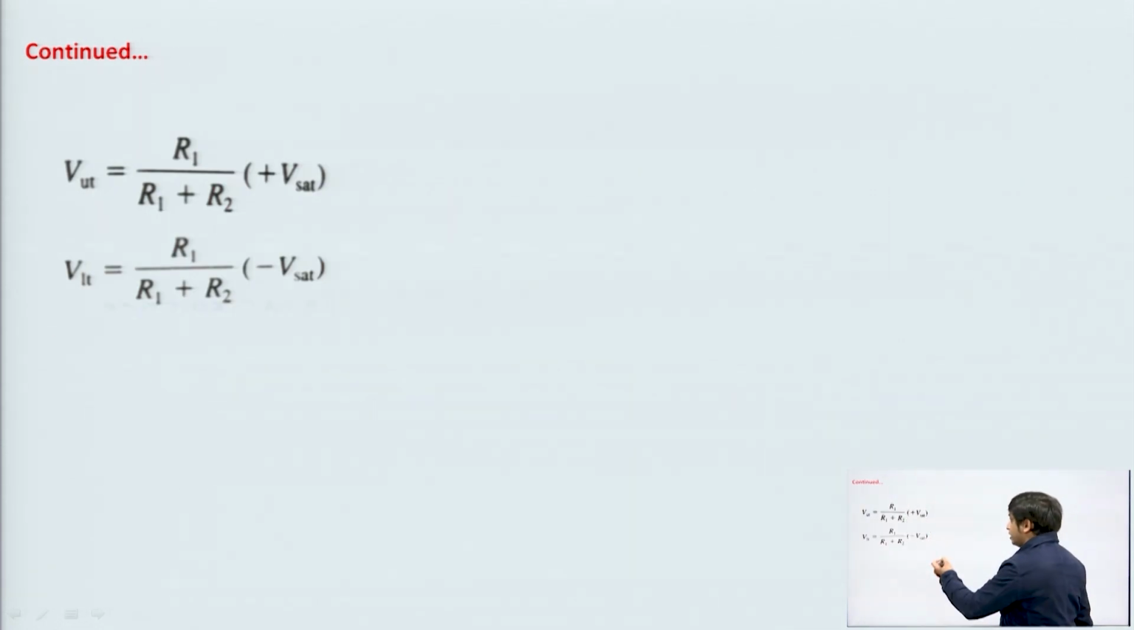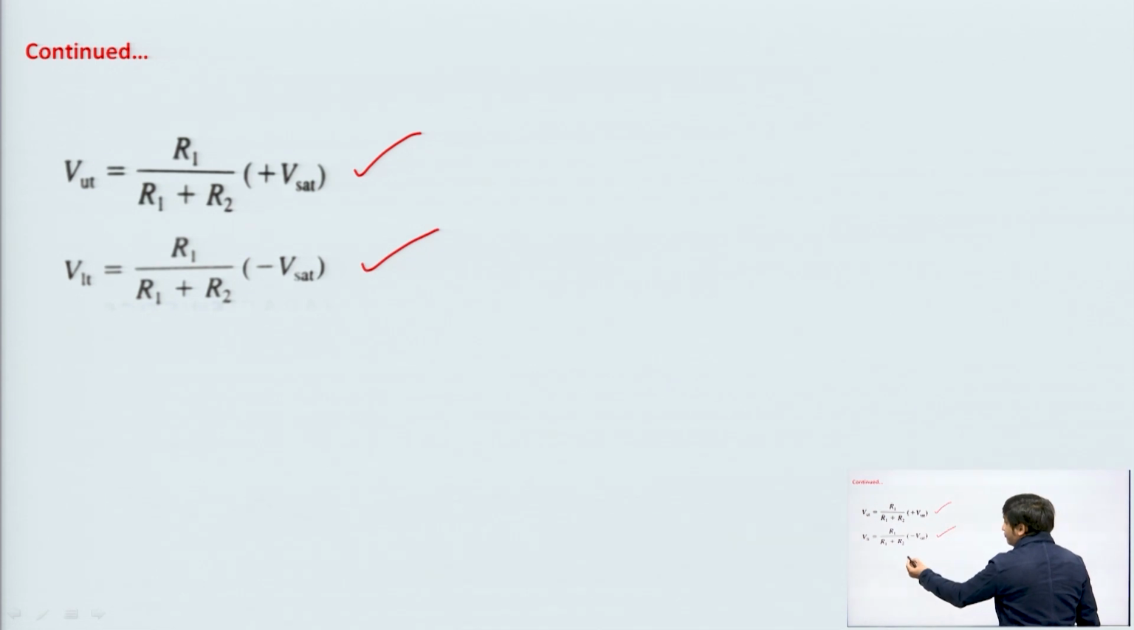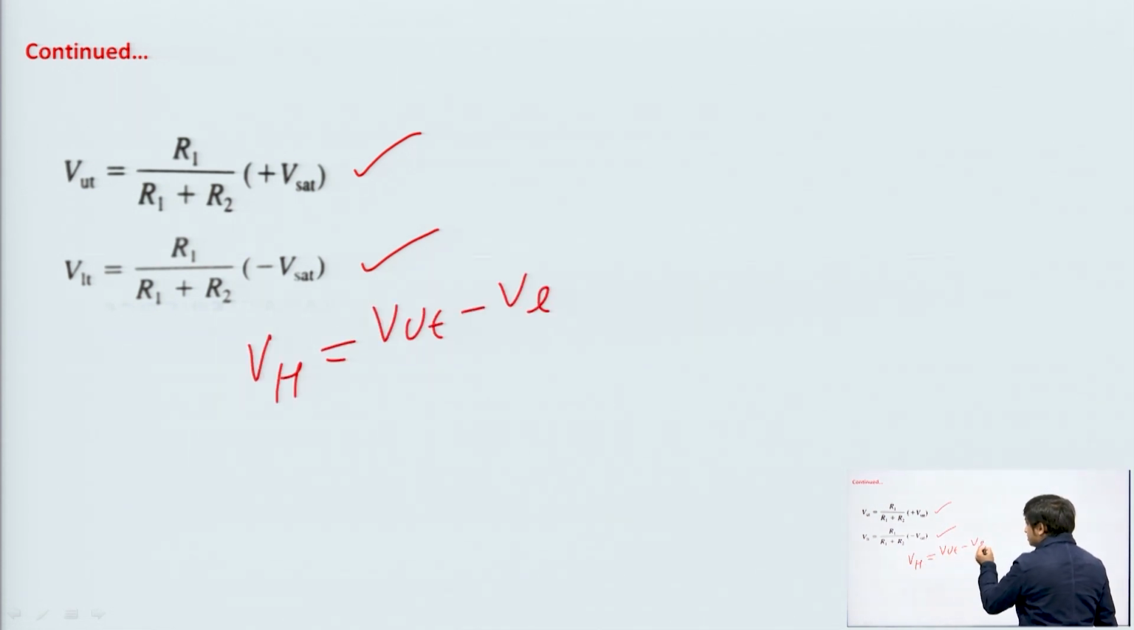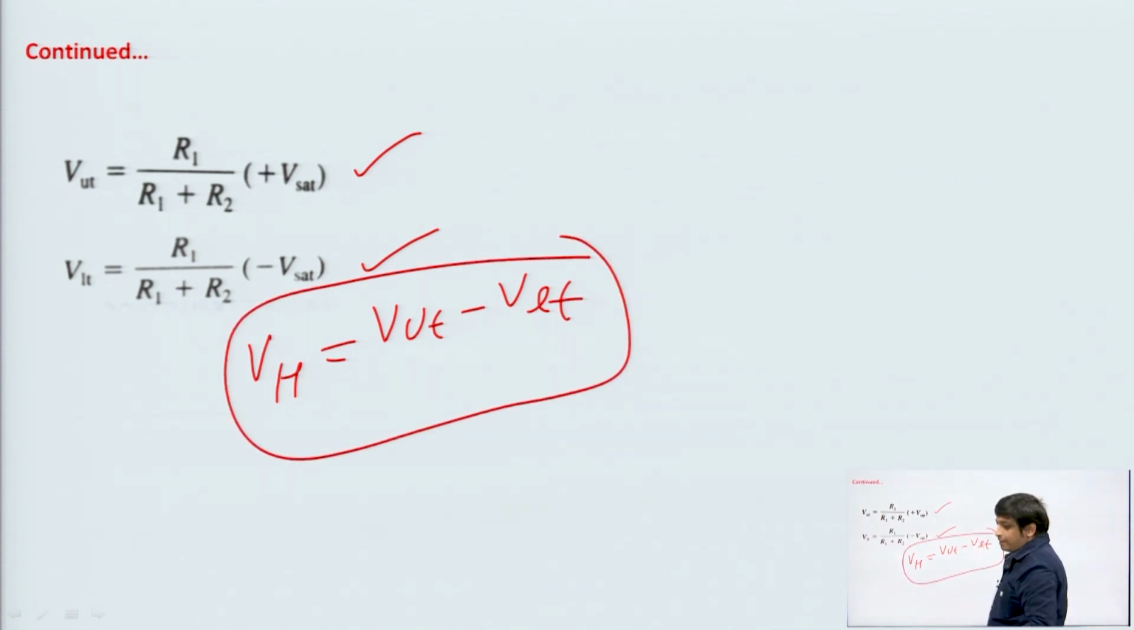I have already mentioned the expressions for VUT and VLT. From here we can calculate the hysteresis voltage, that is VUT minus VLT. That is the important parameter for the Schmitt trigger.